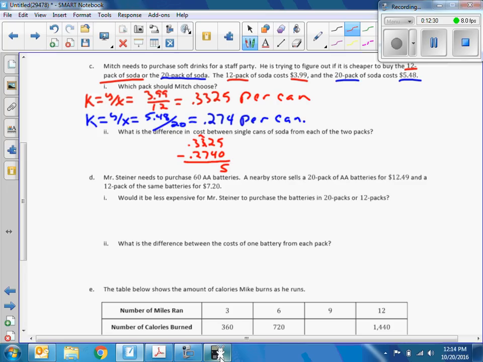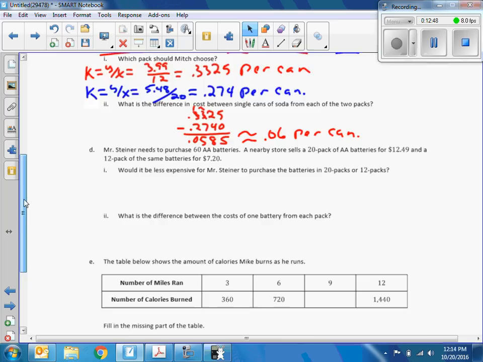It's going to be 0.3325 minus 0.274, so about 0.0585 dollars, or approximately 6 cents per can.